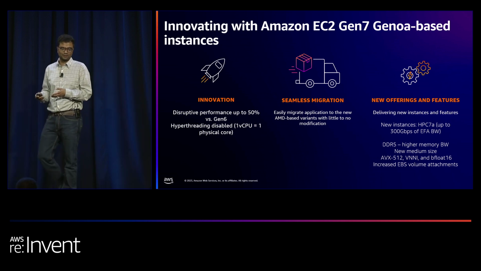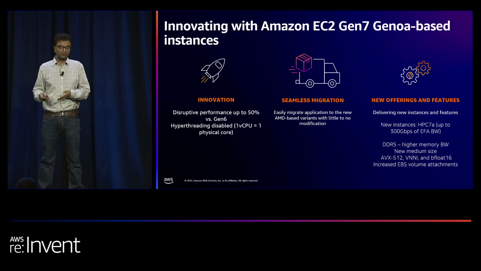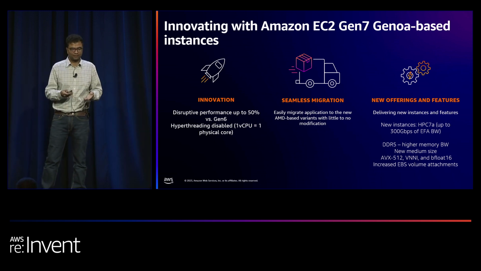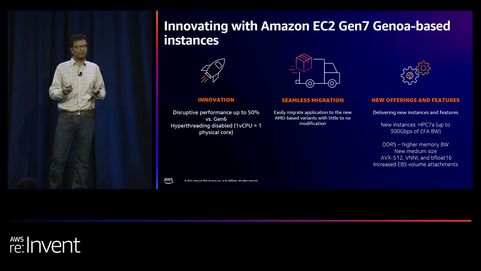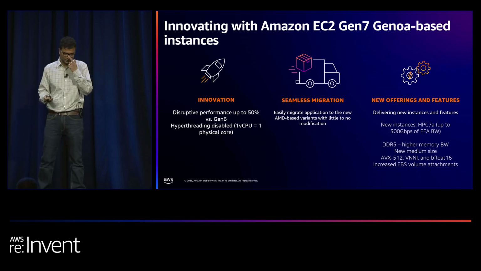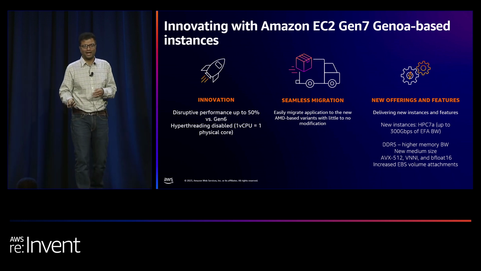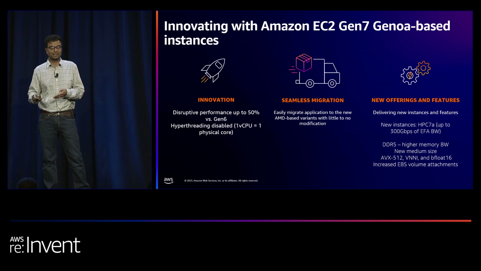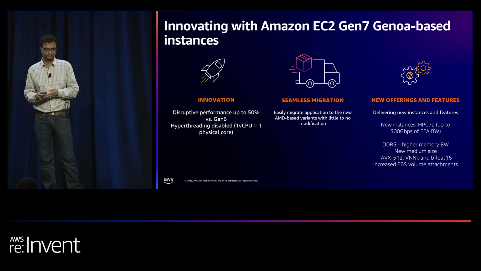And in terms of features, our AMD-based instances were built using the DDR5 memory DIMMs. They have a new medium size. They also have AVX-512 VNNI instructions enabled. These were not available in Gen 6. These are available only in Gen 7. And there is also support for bfloat16. And as our Intel-based instances, these instances have increased EBS volume attachment of up to 128.